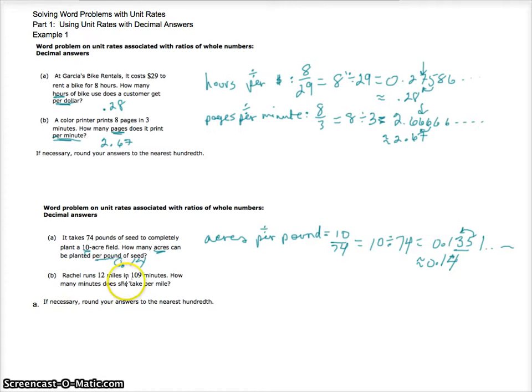Part B, Rachel runs 12 miles in 109 minutes. How many minutes per mile does she run? So I want to go minutes per mile. Remember that per means divide. So I'm going to have 109 over 12, which is 109 divided by 12.